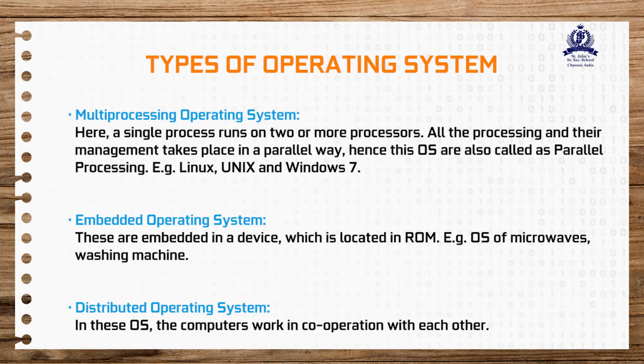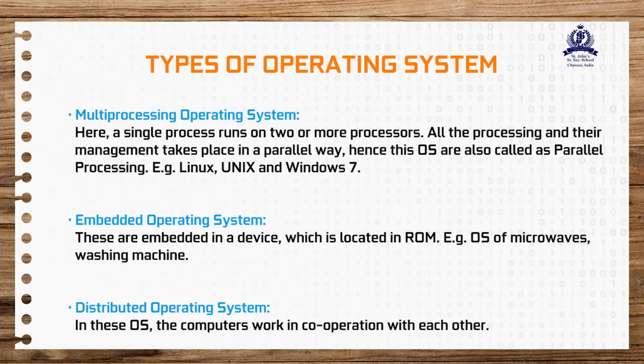And the next type is the multi-processing operating system. Here a single process runs on two or more processors. So all the processing takes place in a parallel way. That is, multiple processes are doing their work in parallel. This kind of OS is called parallel processing. It's similar to the previous type, the multi-user operating system. Embedded operating system means you embed this operating system in some other application.